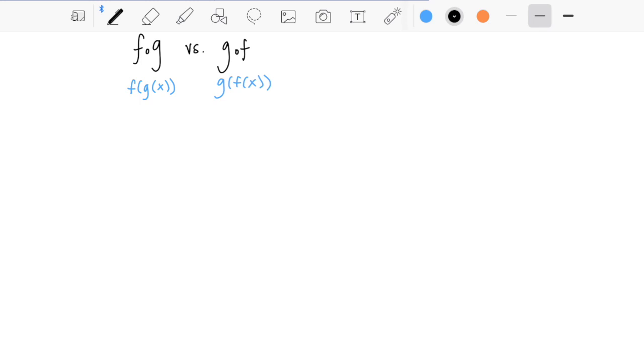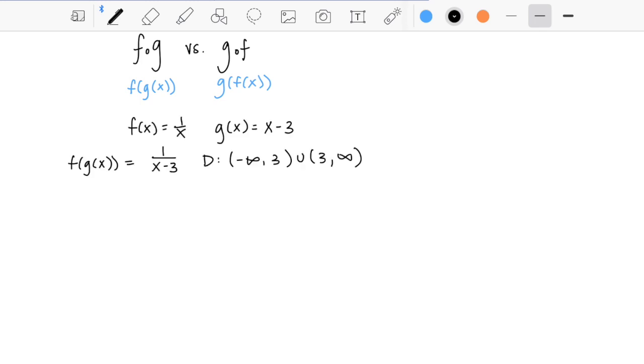Now we're going to explore the compositions f of g versus g of f. Are they the same or are they different? So I'm using the same f of x, g of x, and f of g of x that we just looked at in our last problem. And I'm going to go ahead and find g of f of x this time. So I'm going to start with taking f of x and substituting it into my g of x function, which was x minus 3. So now I have f of x minus 3. When I plug in f of x, I get 1 over x minus 3.